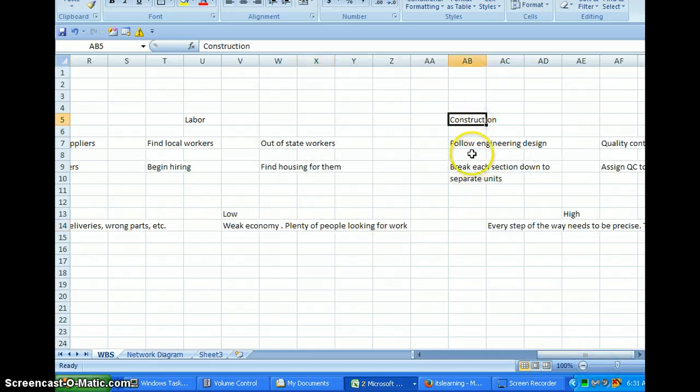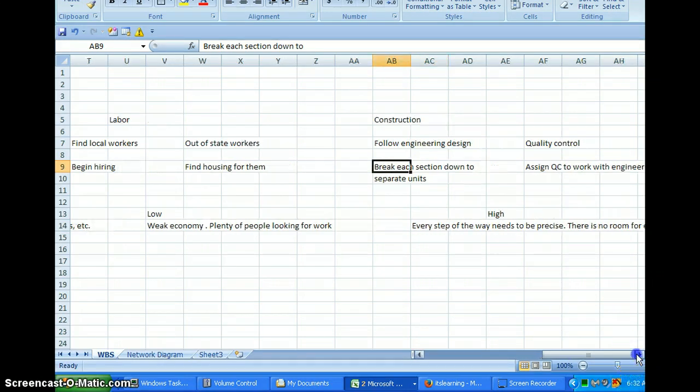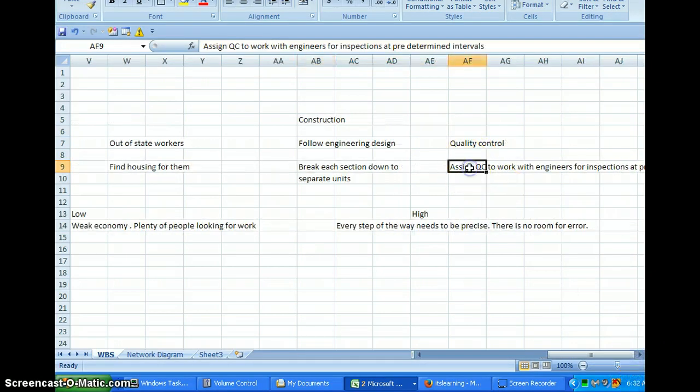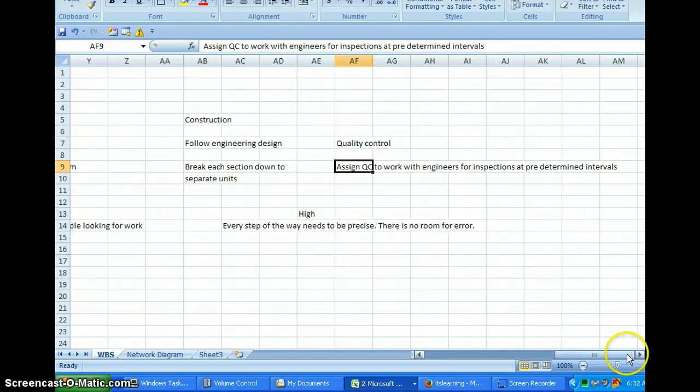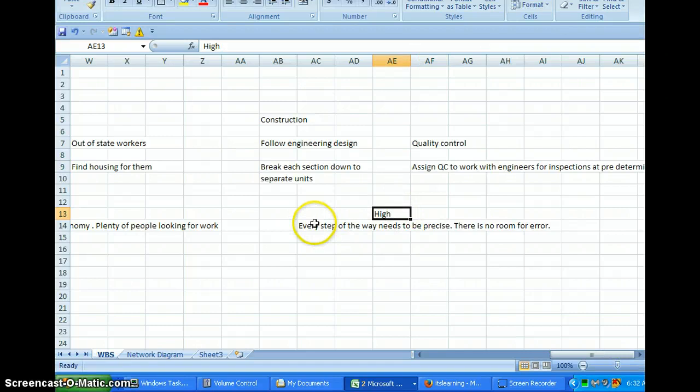Construction. We're going to follow the engineering design, and then also we're going to work with quality control, make sure everything's being done right. We're going to break each section down to separate units under the engineering design, and then we're going to assign a quality control to work with engineers for inspection at predetermined intervals. It's a high risk level. Each step of the way needs to be precise. There is no room for error.